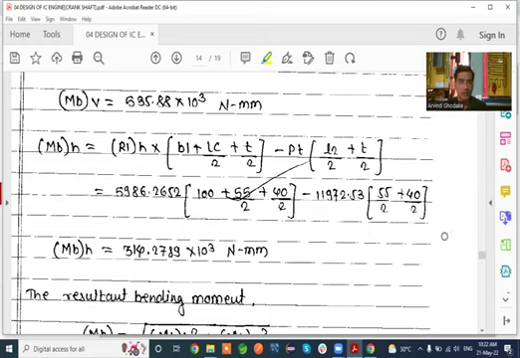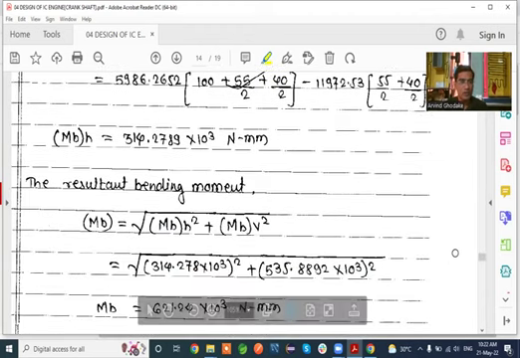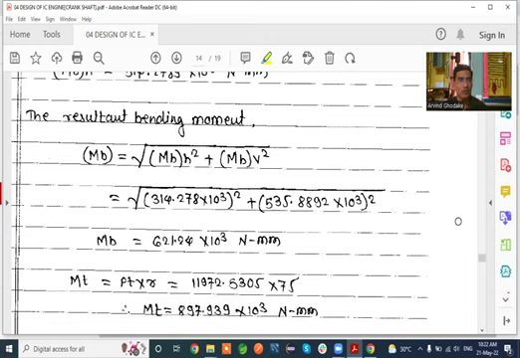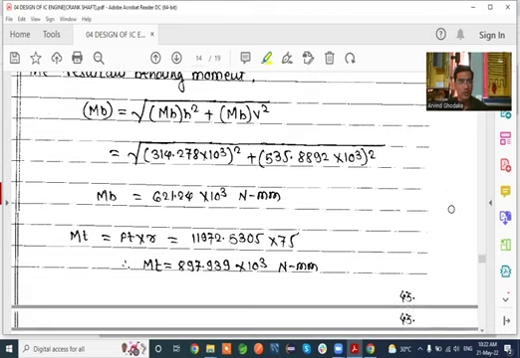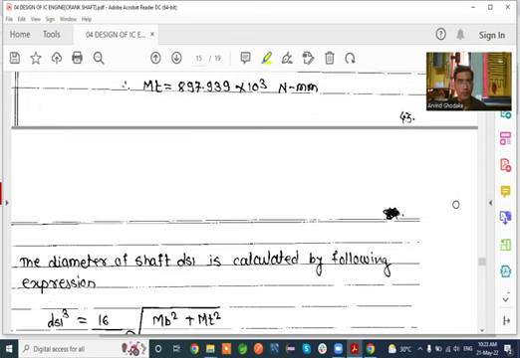Then the bending moment in horizontal direction is 314.27 into 10 raised to 3 Newton mm. Therefore, the resultant bending moment is 621.24 into 10 raised to 3 Newton mm. The resultant bending moment is calculated as the square root of the sum of the squares of the bending moments in horizontal direction and in vertical direction. MT, the torsional moment, is equal to PT into R. Therefore, MT equals 897.939 into 10 raised to 3 Newton mm.